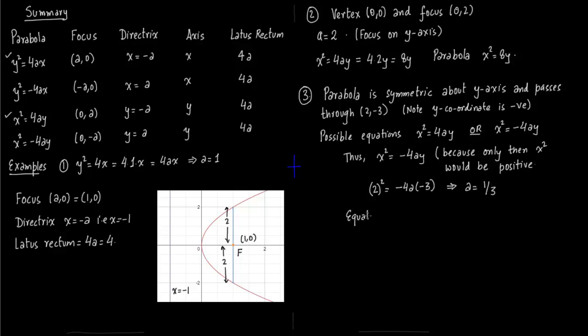Now we plug it into our equation. x square is equal to -4ay. So instead of a you put 1/3 and you put y as such. Now we just simplify. This will give us 3x square is equal to -4y, or 3x square plus 4y equals to 0.